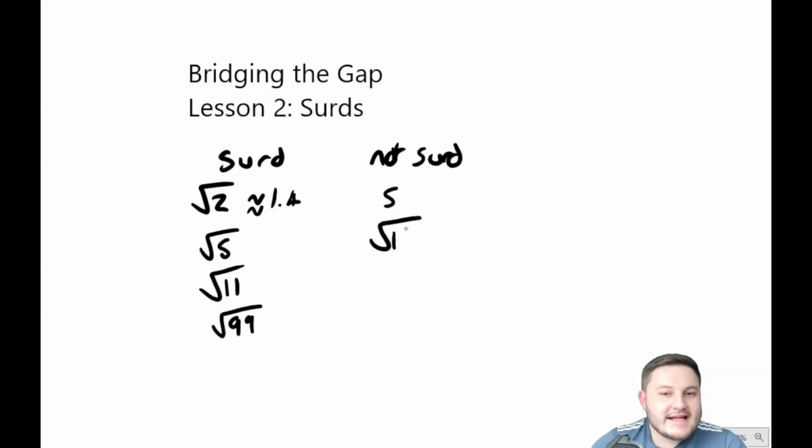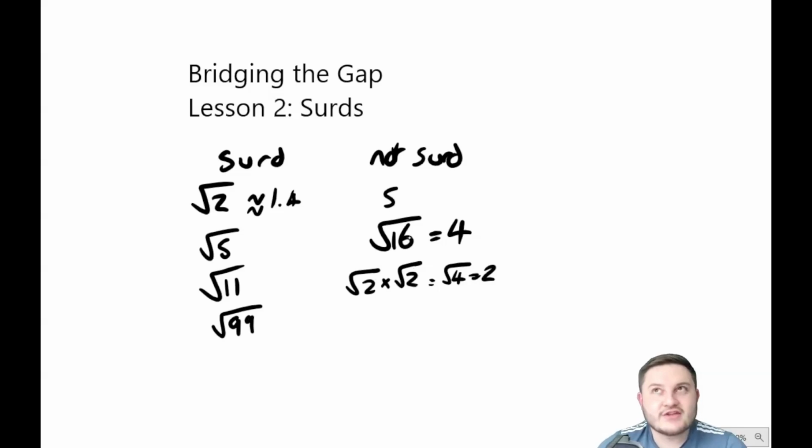The square root of 16 is not a surd because that is equal to 4, so that can't be a surd because it is a whole number. The square root of 2 times the square root of 2, and we'll learn about this in a second, that is not a surd because that is the square root of 4, which is 2. And you can have all sorts of other combinations. So anything the square root of any squared number, so a squared number being 1, 4, 9, 16, and so on, will end up being a whole number when you square root it. So they can't be surds.